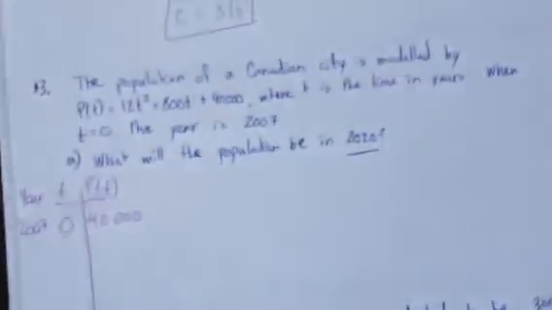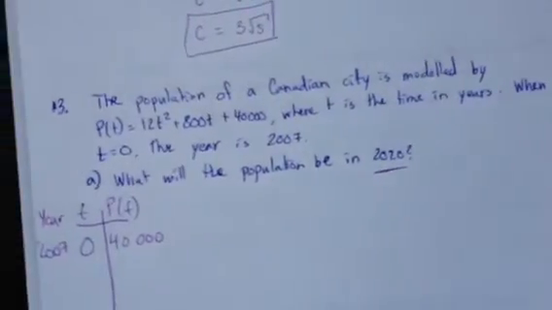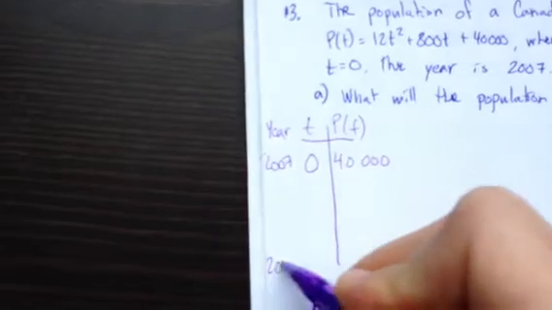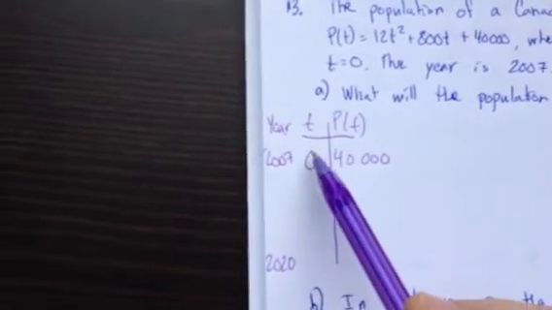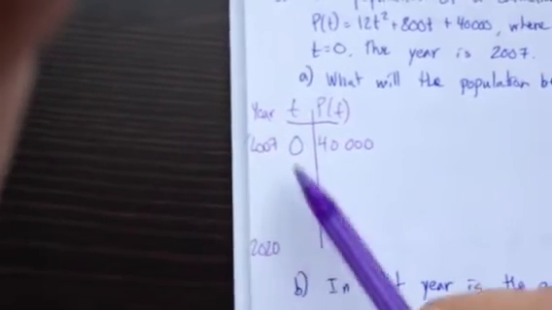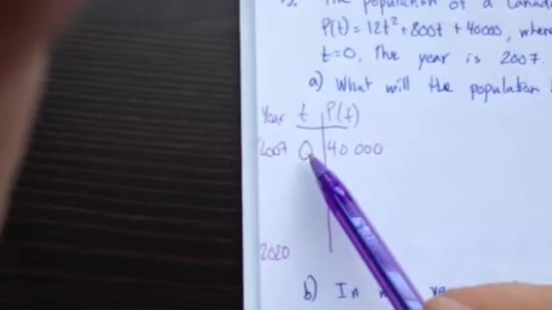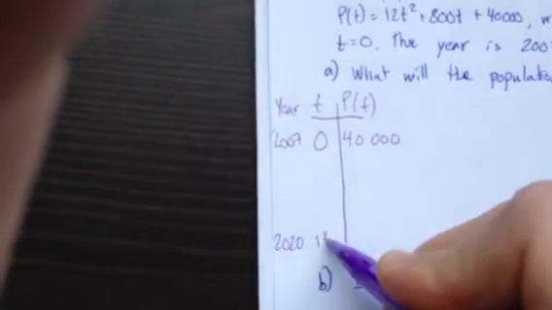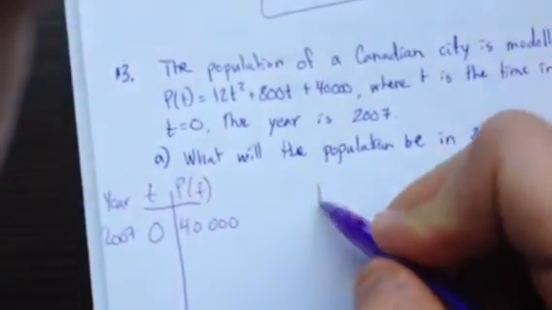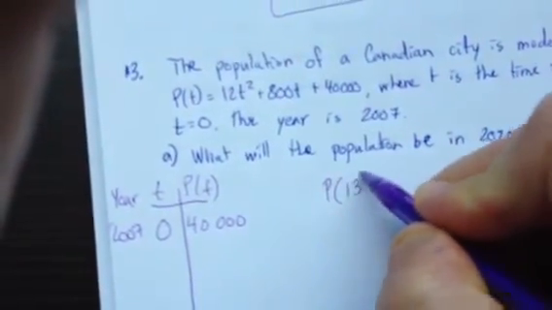Now, they want to know what the population is in the year 2020. So they're giving you the year number. Hopefully you do not plug in 2020. You are plugging in how many years 2020 is away from 2007. And that would be, if 2007 is time 0, the year 2020 would be time 13 years later. So what you're actually plugging in is population at time 13.